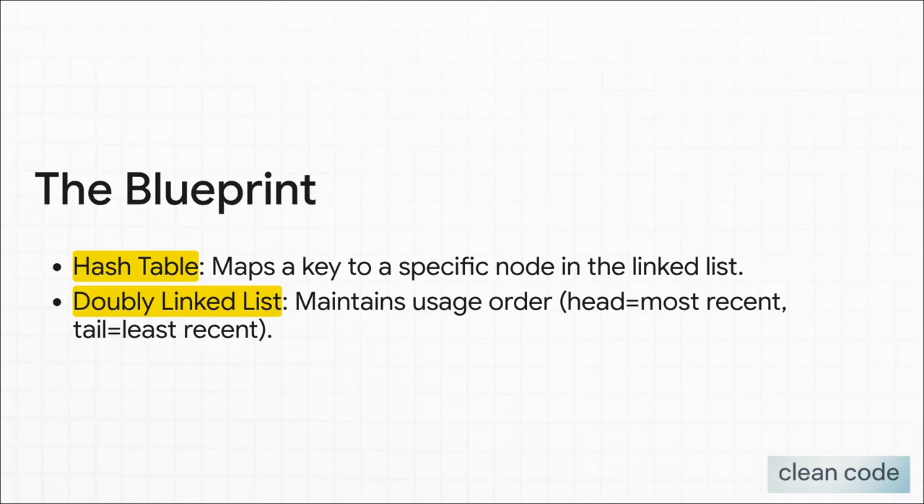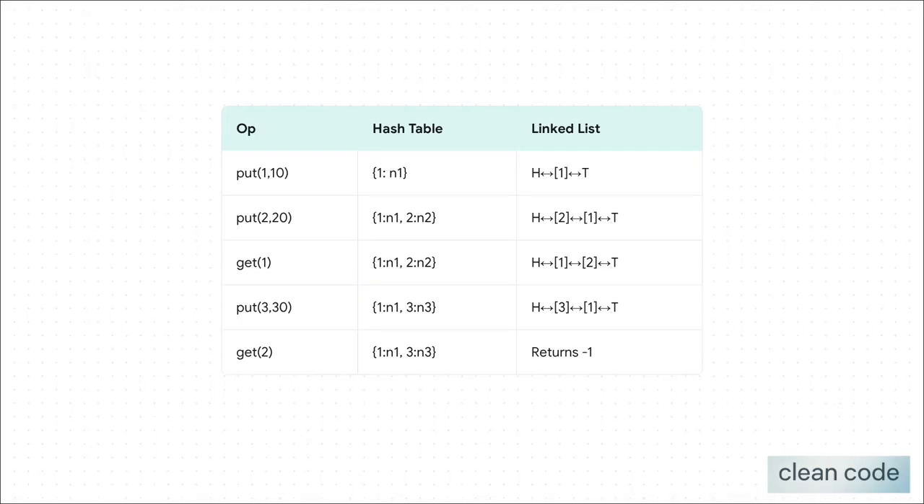Here's how it works. The hash table is our directory. It doesn't actually store the values themselves. No. Instead, for any key you give it, it instantly gives you a direct pointer to the node in our doubly linked list. The list's only job is to maintain the order. The node at the very front, the head, is our newest item. The node at the very back, the tail, is our oldest. So the hash table finds and the linked list orders. It's a beautiful partnership.